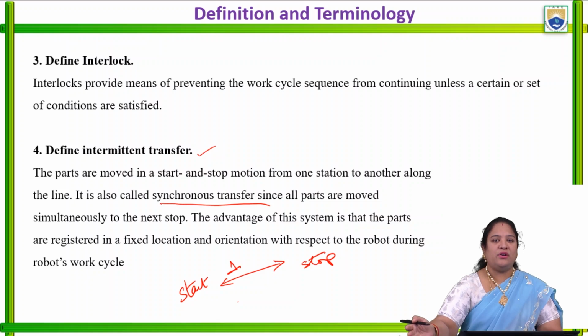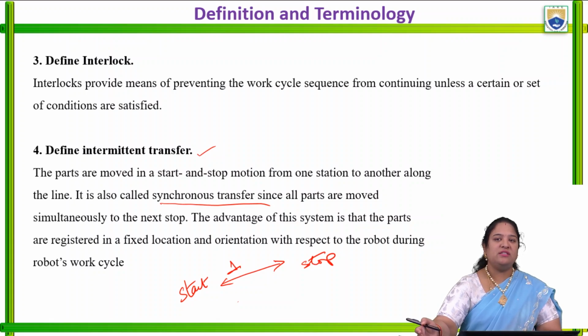It is a continuous process from the start to the stop motion along a fixed line, along the fixed path. That is known as an intermittent transfer, where the best example we can call is a belt conveyor. Now, this particular type of transfer is also called synchronous transfer, where all the parts are moved to the next stop simultaneously.